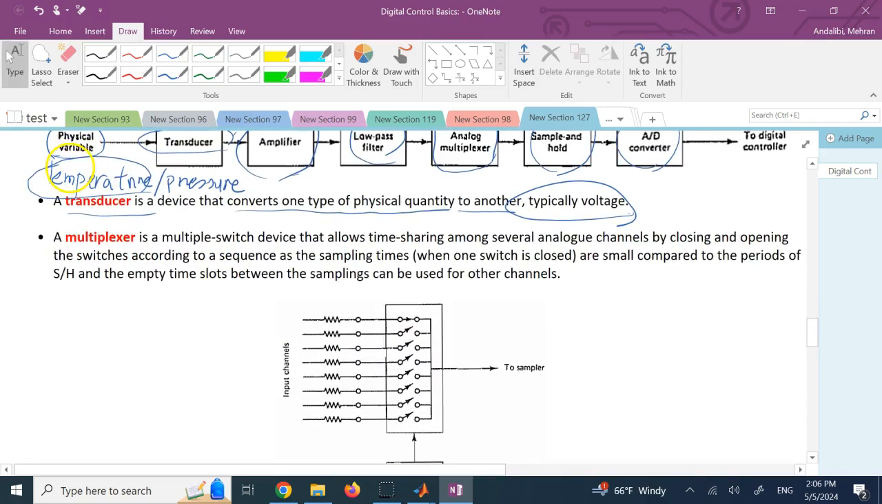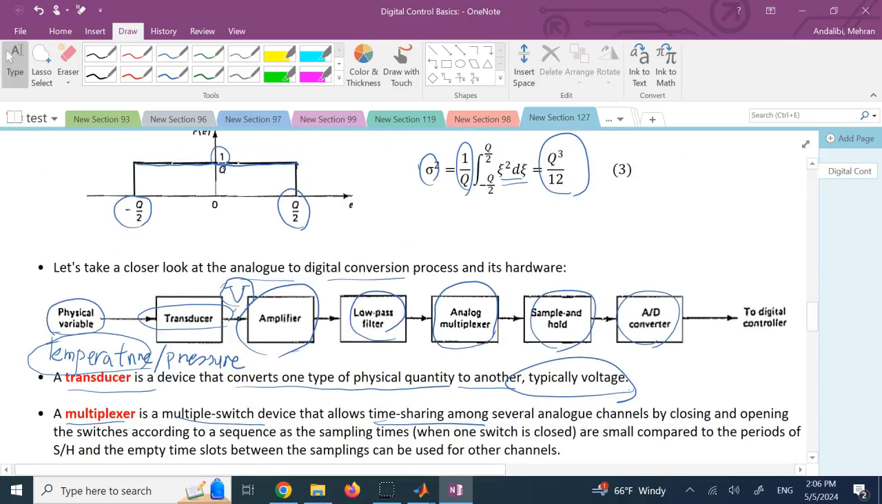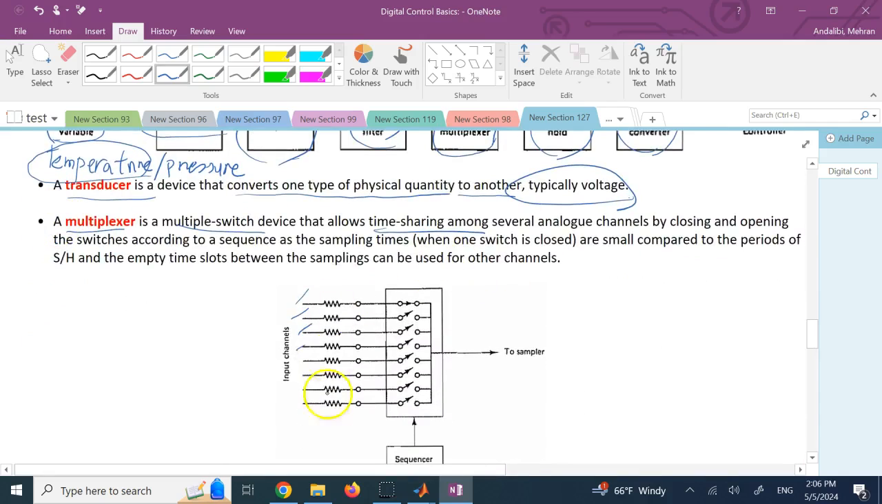So what is a multiplexer or a MUX? A MUX is a multiple switch device which allows for time sharing when you have several channels and you want to convert all of these analog signals into their digital signals, right? Before you send them to the SH and A to D, if you have several signals coming from different transducers, you can do time sharing and send them one at a time to the SH and A to D devices. Why can you do that?